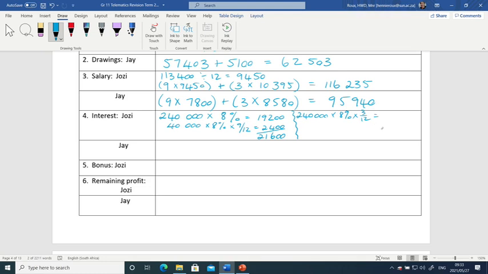March, April, May, just before the increase. And for the 3 months, that will give you 4,800. After the additional contribution of 40,000, it becomes 280,000, where he will earn 8% on that for the remainder of the year, the last 9 months, and that will give you 16,800. The total also 21,600.